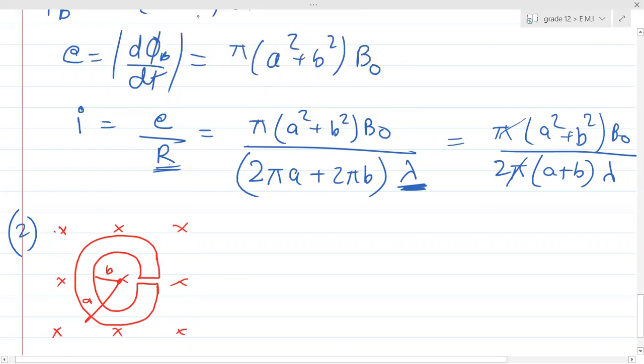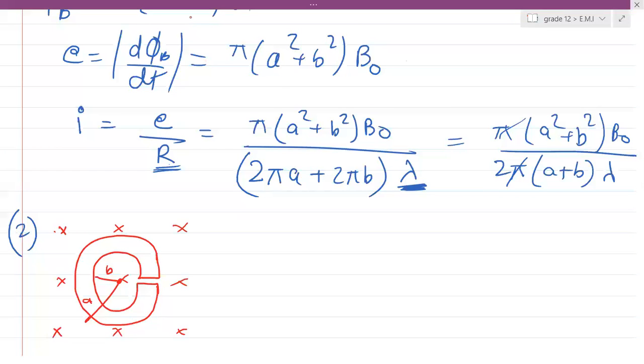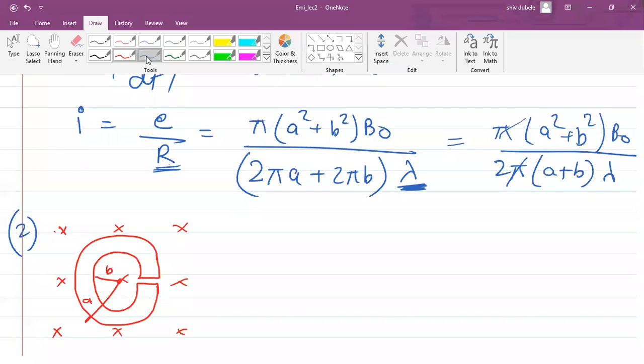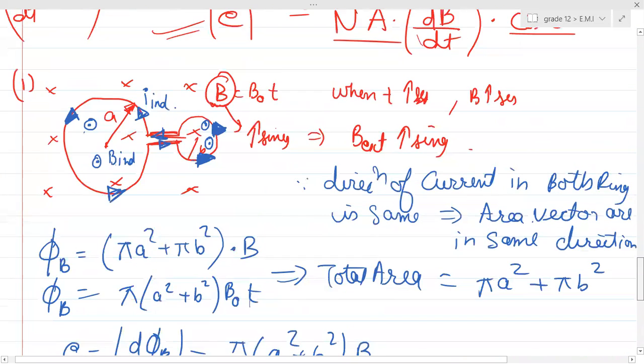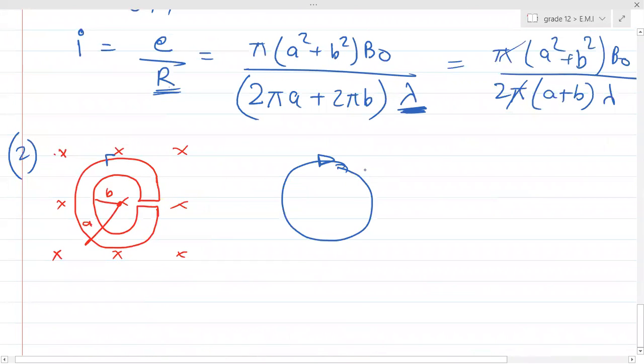In this case, what will happen? Suppose the magnetic field is increasing over here. Then can you see the current which will get induced? Will the current be in the same direction? Can you see there is the bigger ring? In the bigger ring, what was the direction in which the current got induced in the previous case? Anti-clockwise.